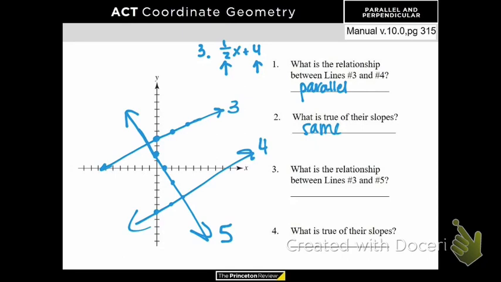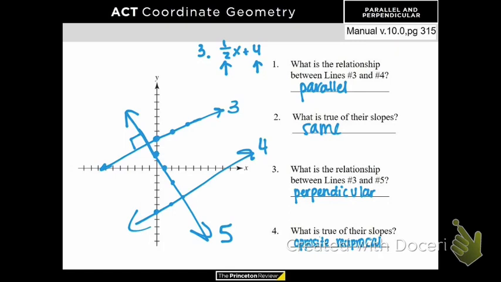And then if we look at lines 3 and 5, again, not perfect here, but they should cross to form a right angle, which means they are perpendicular. If we look back at the slopes, one is 1/2 and the other one is negative 2. These are called opposite reciprocal slopes. So we switch the signs and we flip the fraction. When you see that, you know that those lines are going to be perpendicular.